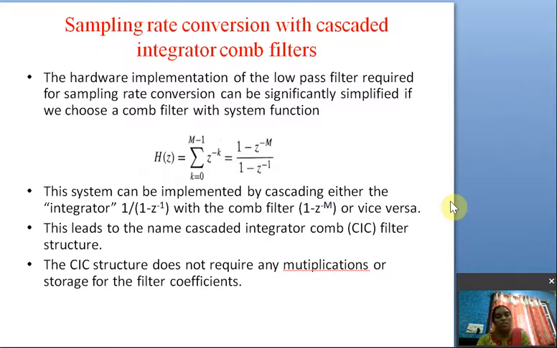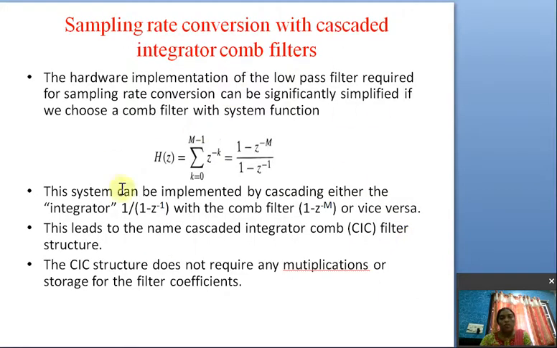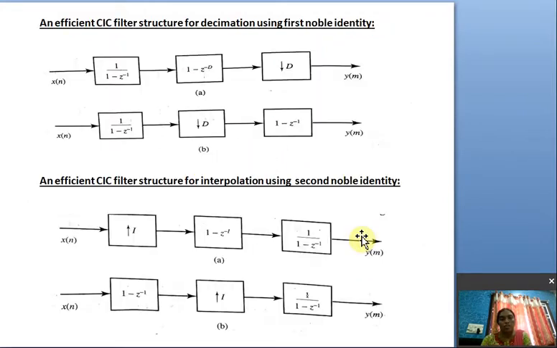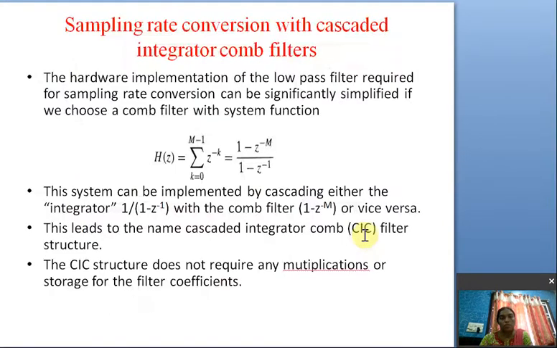This leads to the name cascaded integrated comb filter structure. The CIC structure does not require any multiplications or storage for the filter coefficients. An efficient CIC filter structure for decimation using the first noble identity is like this. Interpolation using the second noble identity is this one. Based on this, you can develop this type of CIC filter. So this is a cascaded integrated comb filter. Now coming to the multi-stage implementation of sampling rate conversion.